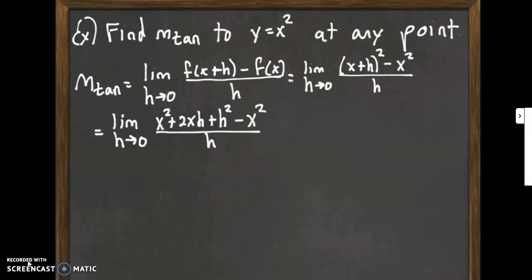Looks like I'm getting way ahead of myself. Sorry, my cursor kind of got away from itself. I thought I had that paused. So, limit as h goes to 0 of x plus h quantity squared minus x squared.